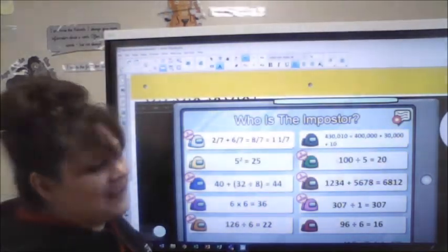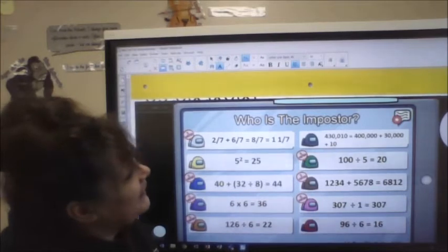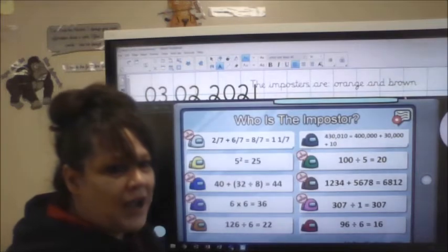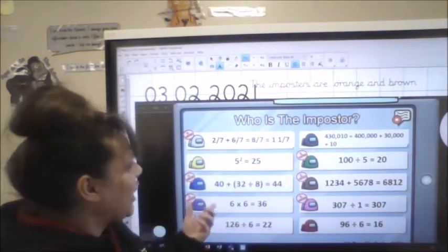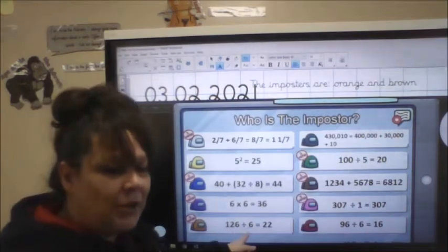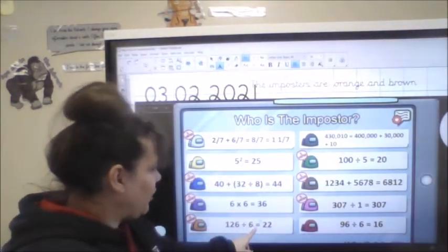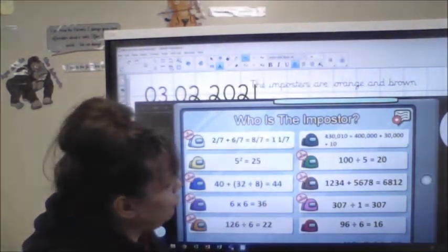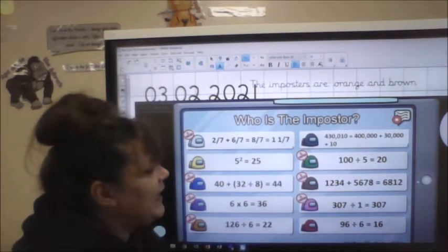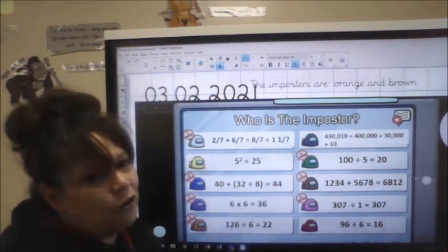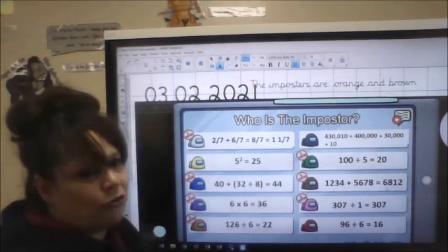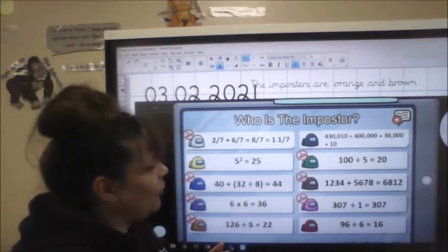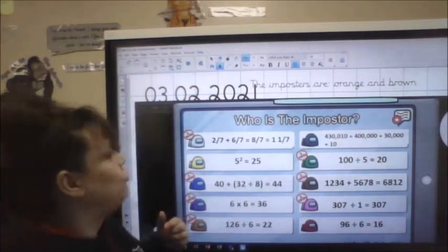Okay, Year 6, how did you get on? Let's have a look then. Did you find the imposters? So they were orange and brown. The reason why 126 divided by 6 isn't 22 is because 6 goes into 12 twice and into itself once. And 1, 2, 3, 4 add 5, 6, 7, 8 is 6,912, not 6,812. Forgot to carry the extra tens into the hundreds column.